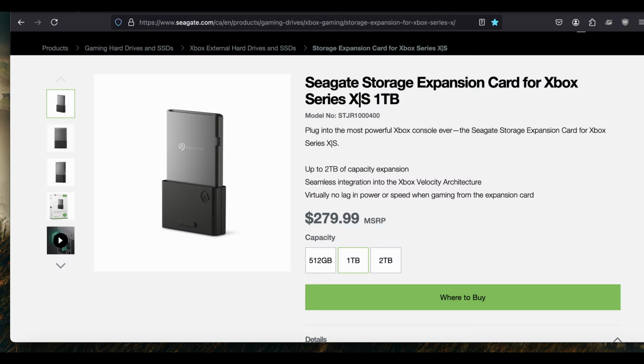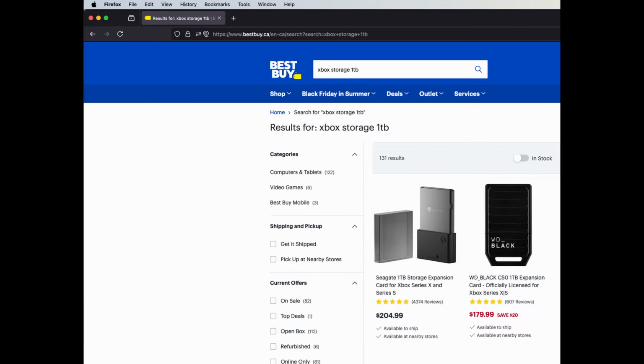Now, for the negatives, we need to talk about the price of the storage expansion card. For the 1 terabyte, the MSRP was $280, which is quite expensive, especially considering that the Series S was selling for $380 Canadian. Now, that was the price at launch. I'm assuming there was some kind of exclusivity window. And it's not unheard of on console that sometimes the accessories are expensive. If you look at the Switch Pro controller, it's $90 Canadian.